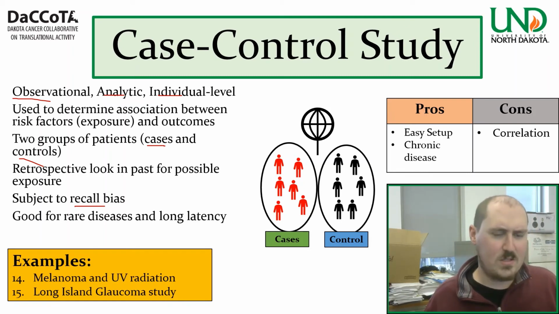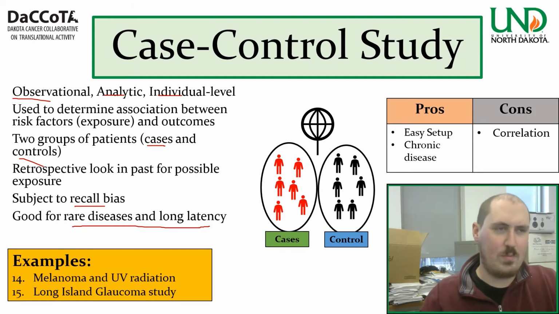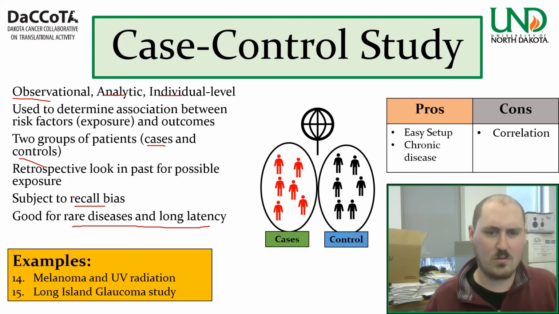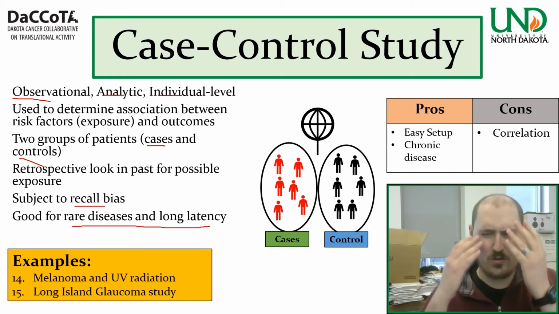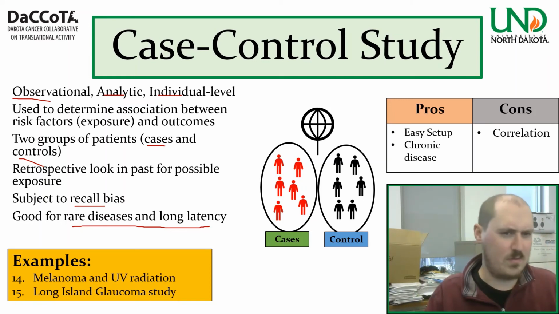But this is especially good for rare diseases with long latency, where it's hard to follow a group of people and wait for them to develop the disease if it's really rare, because maybe none of them develop it. So it's good to go and find people who already have it, compare them to an appropriate group, and look at that. So relatively easy setup, good for chronic disease. Once again, correlation is hard for these sorts of studies. Some examples: looking at melanoma and UV radiation. Another study is called the Long Island Glaucoma Study. It looked at glaucoma, and I believe things like characteristics of the eye and different pressure.